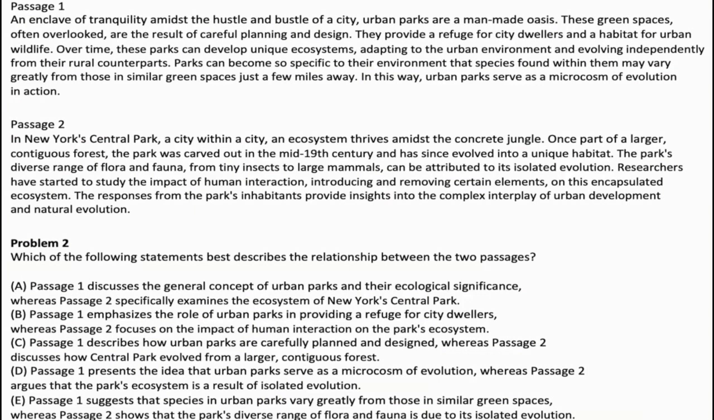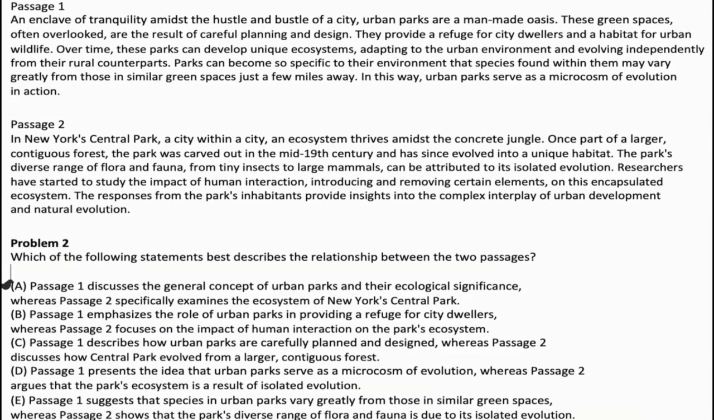Let's check the answers. A, passage 1 discusses the general concept of urban parks and their ecological significance, whereas passage 2 specifically examines the ecosystem of New York Central Park. That seems pretty on the money. I'm going to leave a mark there.